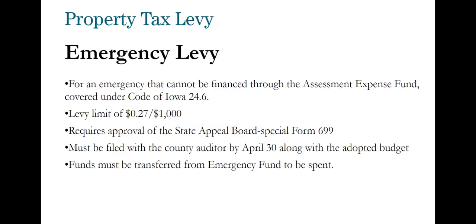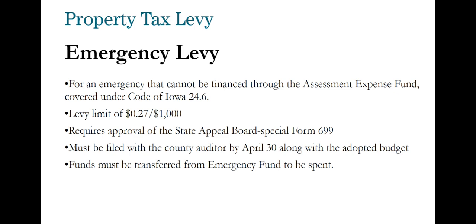Assessors also have available an emergency levy. This is for an emergency, a fiscal emergency that cannot be financed through the assessment expense fund. It is covered under Code of Iowa 24-6. The rate limit is 27 cents. And it does require the approval of the State Appeal Board. The State Appeal Board is a three-member body that is the Director of Department of Management, the Auditor of State, and the Treasurer of State.